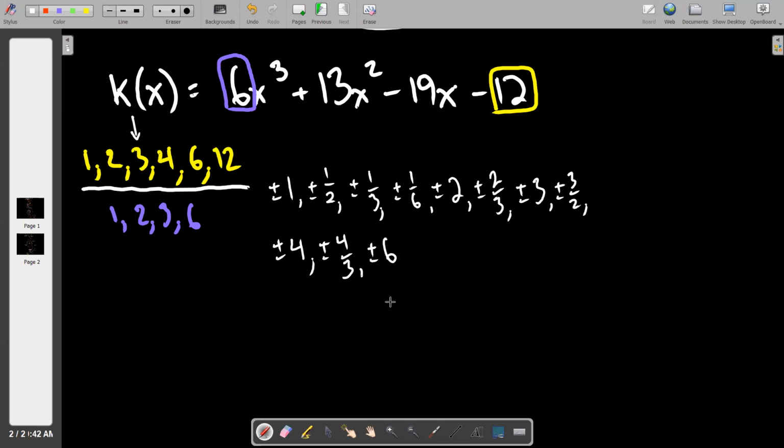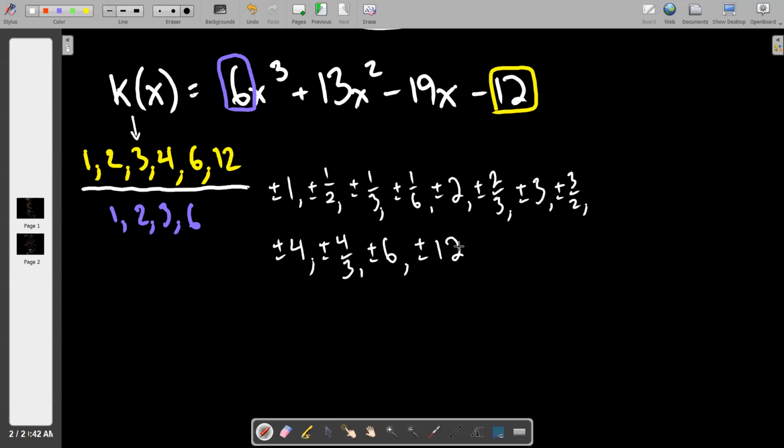I agree. Positive-negative 6/3. That's 2. And positive-negative 6/6. That's 1. So he got a lot of repeats there. Let's head on to 12.